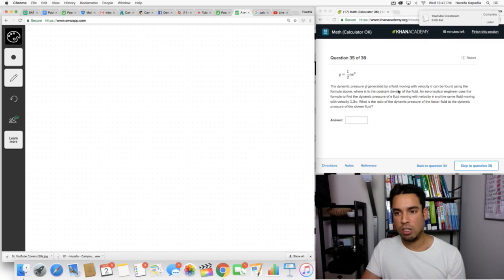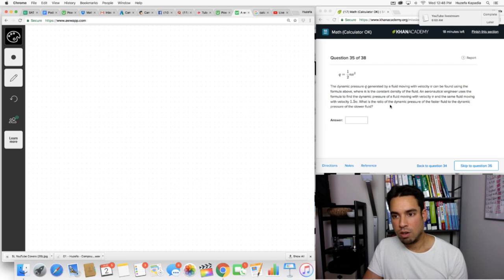The dynamic pressure Q generated by a fluid moving with velocity V. So this is dynamic pressure using the formula above. An aeronautical engineer uses the formula to find the dynamic pressure of a fluid with a velocity of V and the same fluid moving with 1.5 V. What is the ratio of the dynamic pressure of the faster fluid to the pressure of the slower fluid?